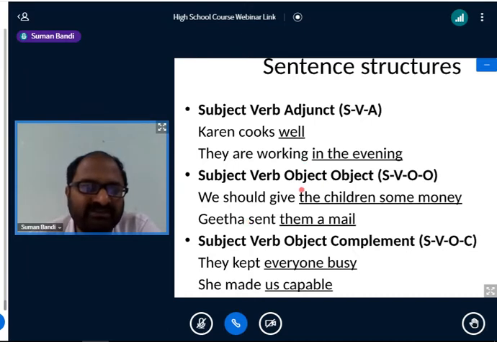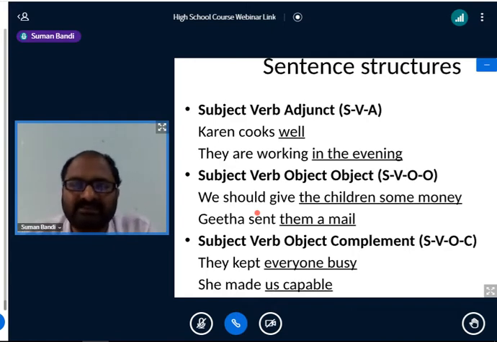Next, you can have two objects in a sentence. Once you know what an object is, similarly, you can have two objects. When you have two objects, one is direct and one is indirect. For example, SVOO: we should give the children some money. We should give what? Money. And whom? To children. So the answer to what is the direct object, the answer to whom is the indirect object. This is how you can remember direct and indirect objects in a sentence. So remember these two WH words: what and whom. What is the direct object, whom is the indirect object. You can check: Gita sent what? Mail, direct object. Gita sent whom? Them, indirect object.